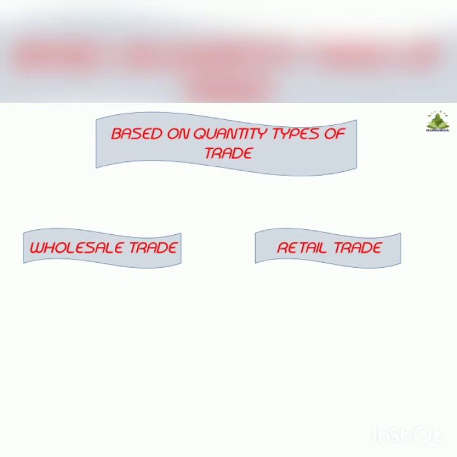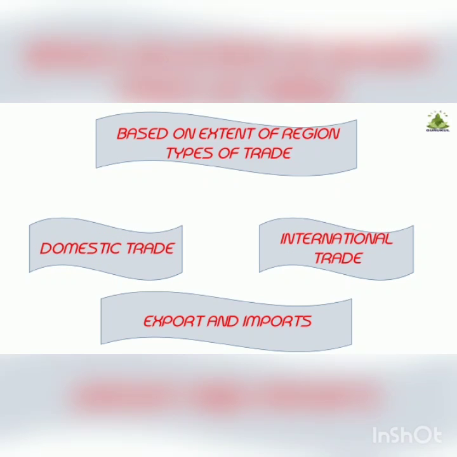In this video, we have discussed about the types of trade based on quantity, which were wholesale trade and retail trade. Children, in the next video also, we'll be dealing with the types of trade only, but it will be based on extent of a region. In that also, we have two parts, that is domestic trade and international trade. With this, one more concept which will be dealing in the next video will be exports and imports.